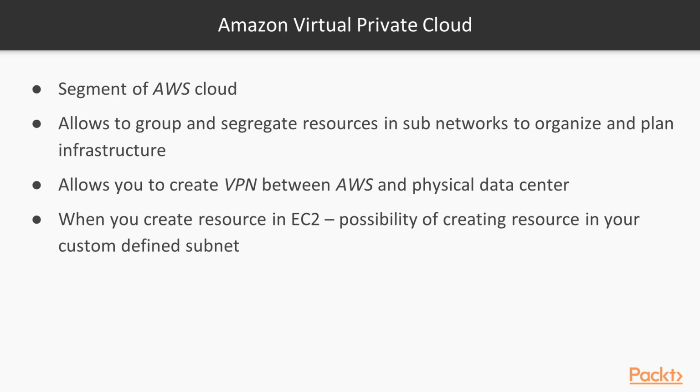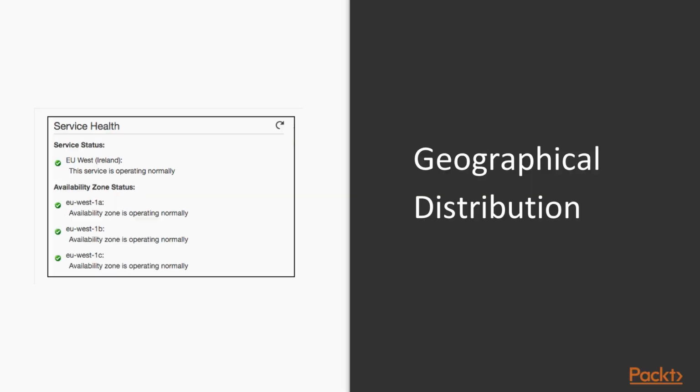It also allows you to create a VPN between AWS and your physical data center to extend the latter one, adding more resources from AWS. Also, when you create a resource in EC2, you have the possibility of creating the resource in your custom-defined subnet within your VPC. Let's explain how AWS works regarding the geographical distribution of resources.